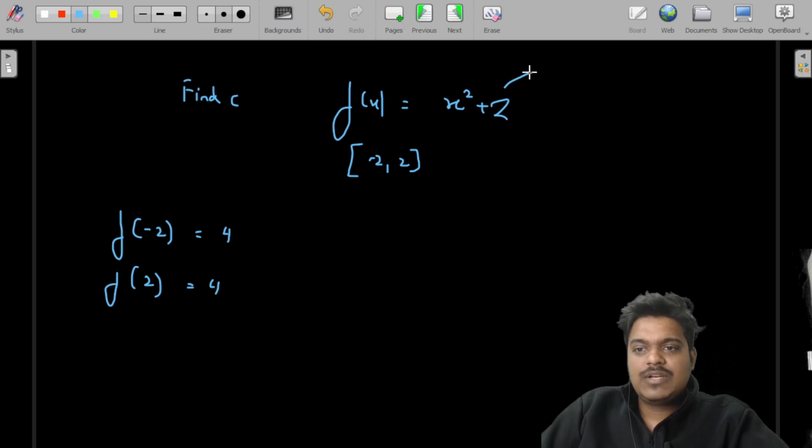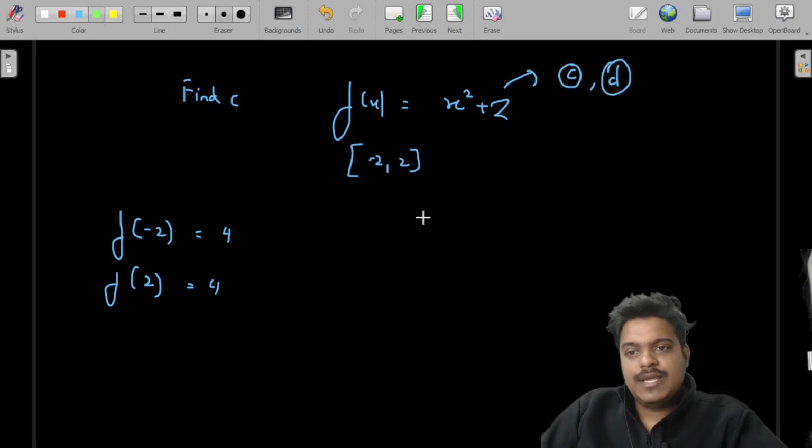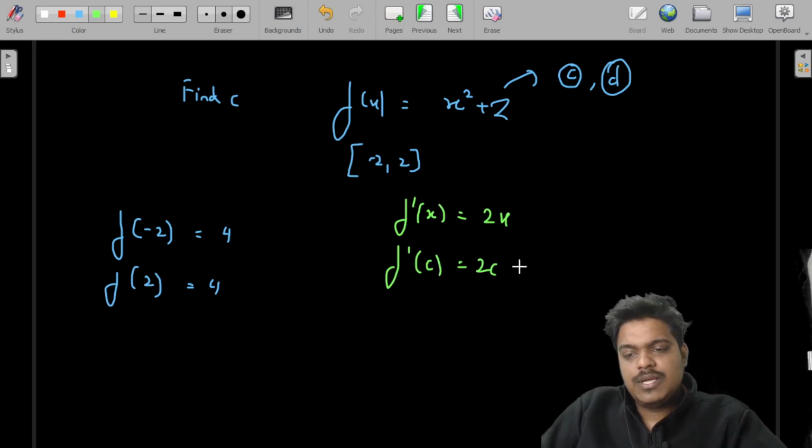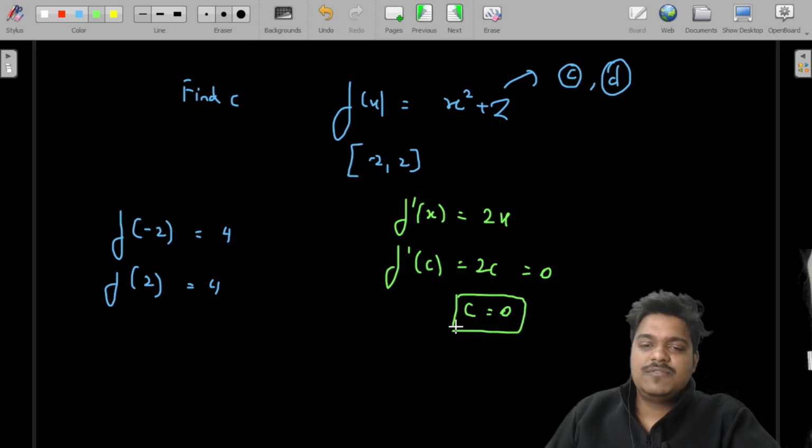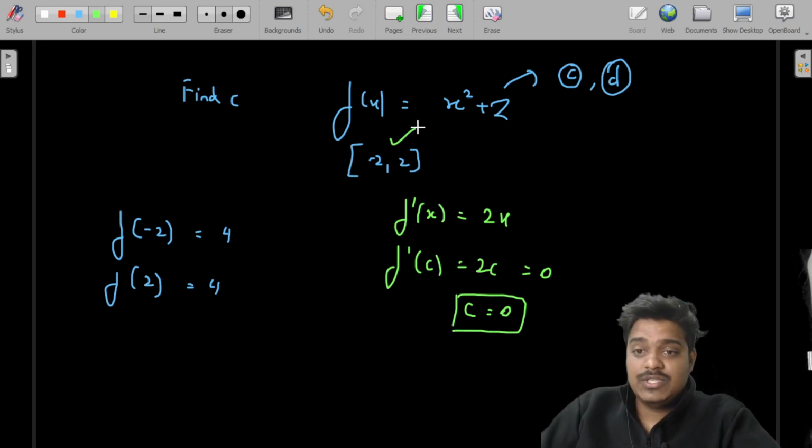And this function is continuous and defined, so all the three conditions are applicable. We need to find c such that f dash c is equal to 0. Now it is very important. You do f dash x. This is 2x. You put f dash c, this is equal to 2c. And you equate it to 0. You get the value of c is equal to 0. And this is the verification that the value of c is in this range. See, many a times you will get multiple values of c.